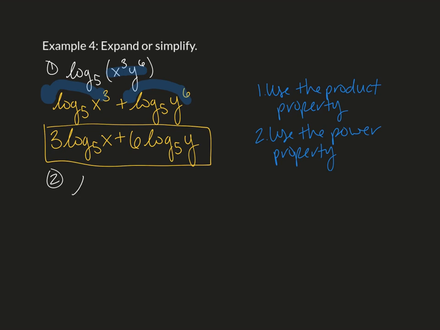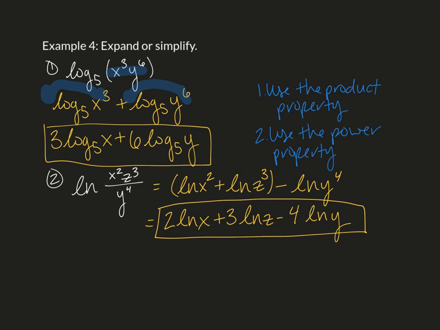So for this one, we are going to have the natural log of x squared z to the 3rd power over y to the 4th power. So go ahead and pause it, try to solve it for yourself, expand it out, and then come back and see what the answer is.